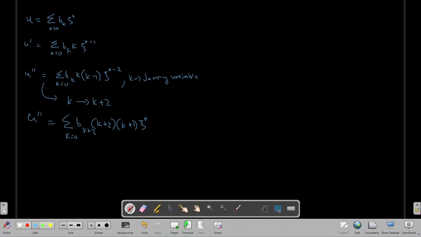Similarly this u prime can also be changed. So here what I will do, I will change the value of k to k plus 1, so your u prime will be equal to, k is equal to 0, d of k plus 1. No, sorry, no need for doing this. Okay. We will not do this. The reason behind this will be shown just now.